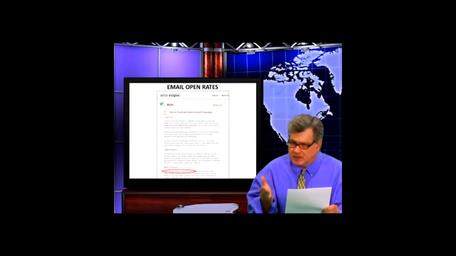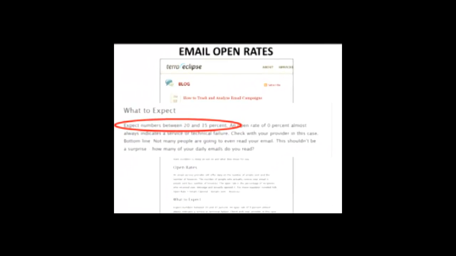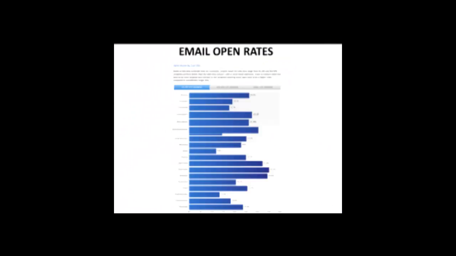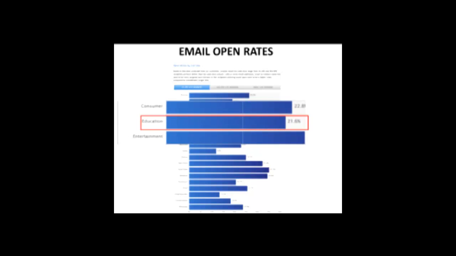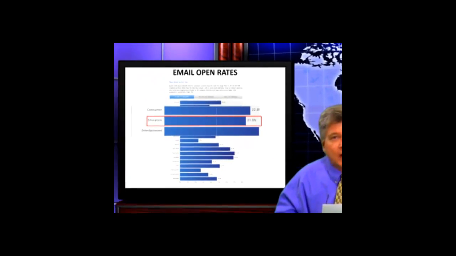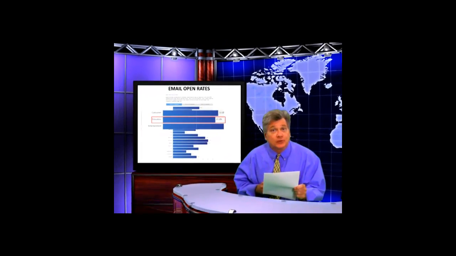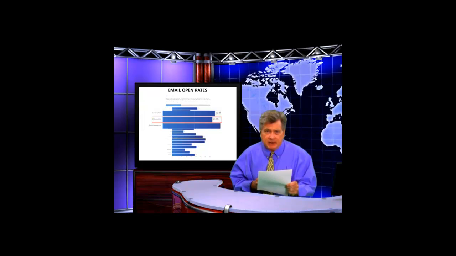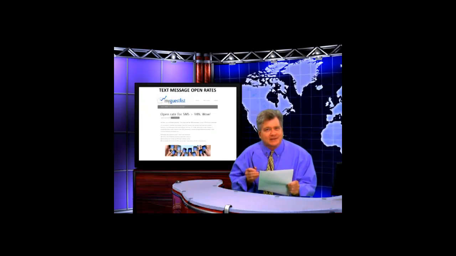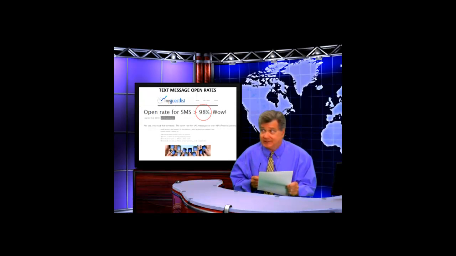Okay, let me make sure that I understand this. The open rate for email these days is 10 to 30%, with an average of around 22% in our sector, education. And that certainly helps explain some of the problems in getting the message through to students via email. On the other hand, the open rate for text messaging these days is 98%.